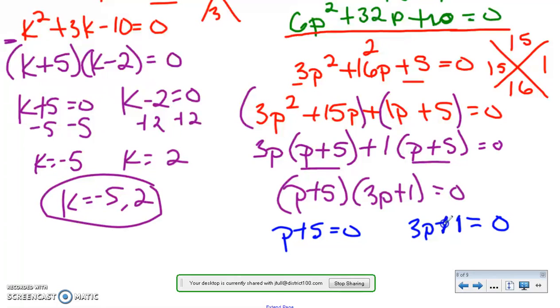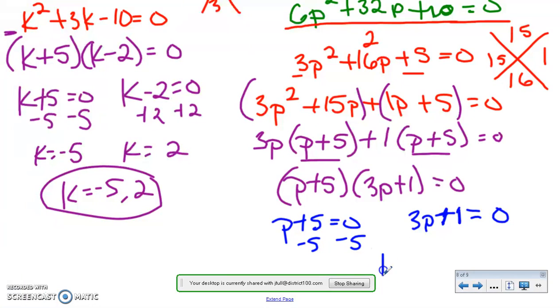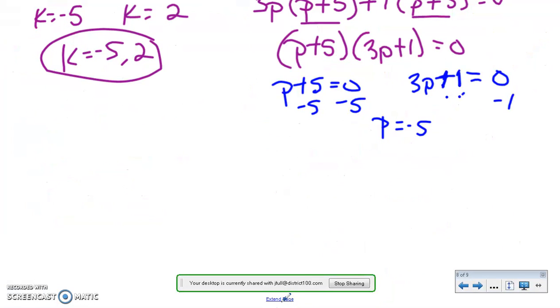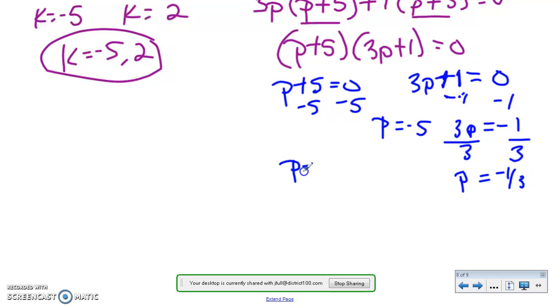Not sure why that spot mode wasn't working. Okay, subtract 5 from both sides, and you get p equals negative 5. Subtract 1 from both sides. Turn this up here. We get 3p equals negative 1, and divide by 3, which we can't do, so we're going to leave it as a fraction, which is negative 1/3. So our two answers here are negative 5 and negative 1/3.